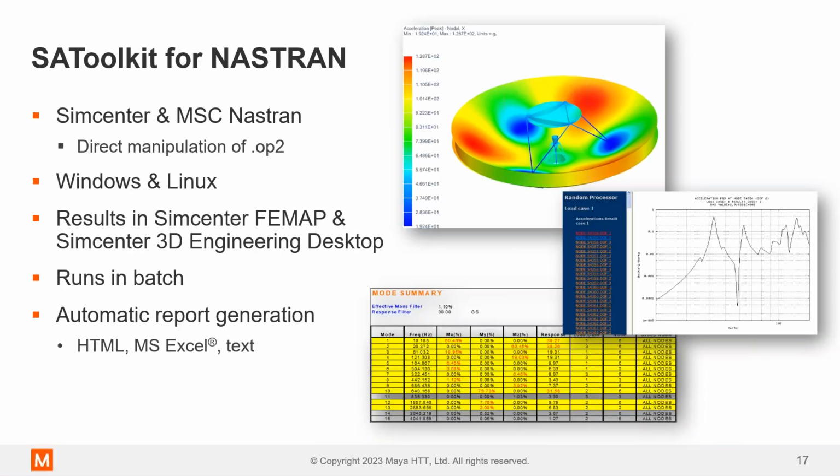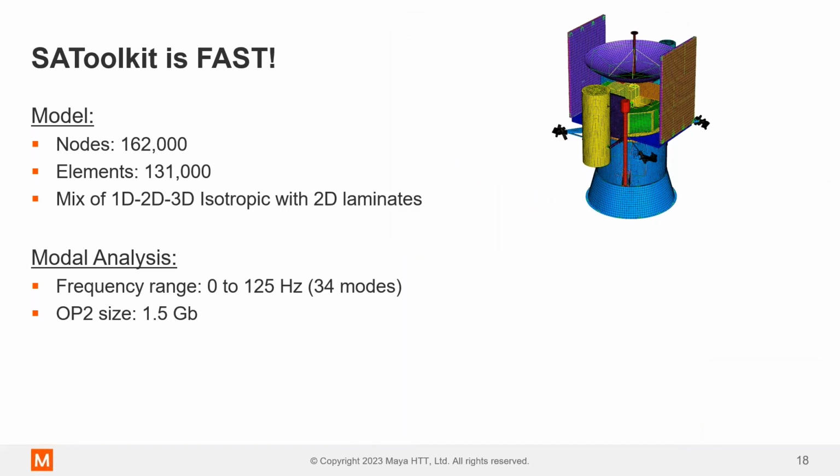Again, what this includes, so to go into a little more, it takes SimCenter and MSC Nastran data. So it's directly manipulating the OP2, that's the results file. It'll work for Windows and Linux. We can read the results into FEMAP or SimCenter 3D. It can run in batch, and it'll produce some automated reports for you as well that you might find useful.